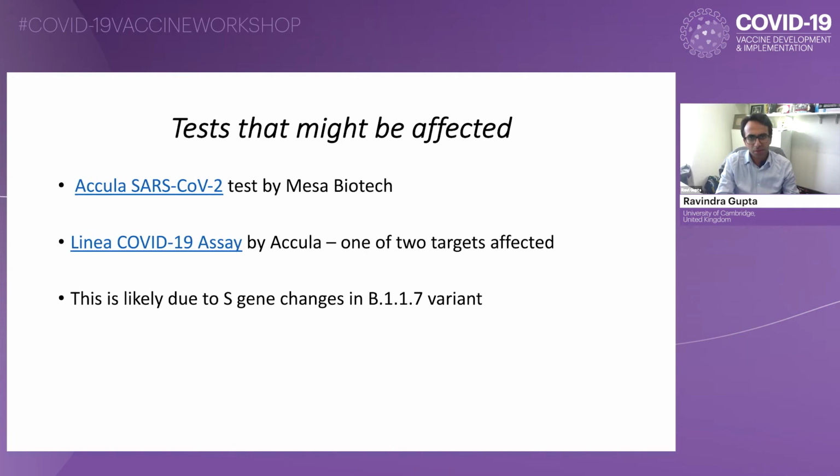Here are some tests that may be affected based on the primer designs. The first is the Accula SARS-CoV-2 test by Mesa Biotech, the linear COVID-19 assay by Accula, and as I said, these may be affected because of S-gene targets. And this is likely due to S-gene changes in the B117 variant in the UK, also known as the 501YV1 variant.